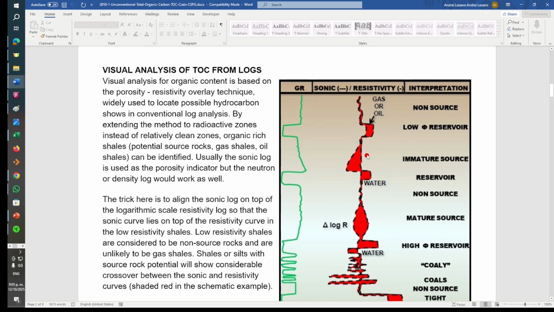But you have to have in mind that here we don't have organic matter content, because this is a reservoir and we're focusing on non-reservoir, right? Higher gamma ray.